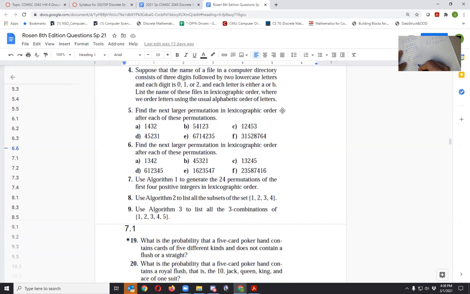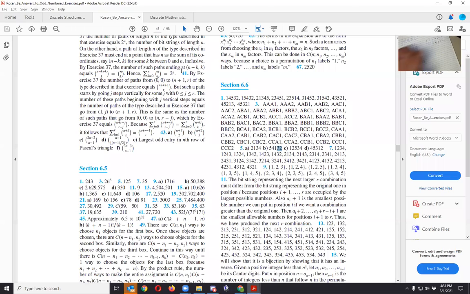So 1, 2, 5, because if we switch the last two, it'll be smaller. So we'll switch the middle two. 5, 3, 4. So we have to kind of do a rotation of the last three. 1, 2, 5, 3, 4 for part C. 1, 2, 5, 3, 4. See, yeah. All right, good.